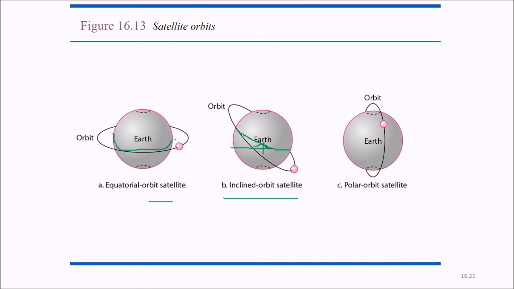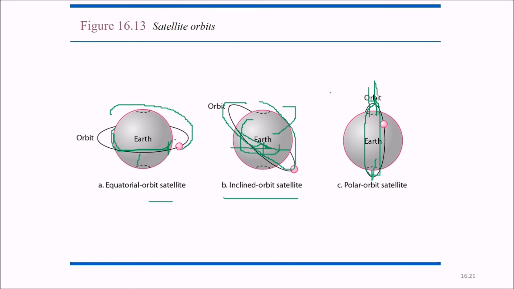How? When the satellite is moving along the equator and the earth is also moving, it will only be covering this area, the equatorial and the nearby region. But the inclined orbit satellite is going to cover most of the area, because the earth is also rotating. In the polar orbit satellite, the orbit is along the poles, the north pole and south pole.